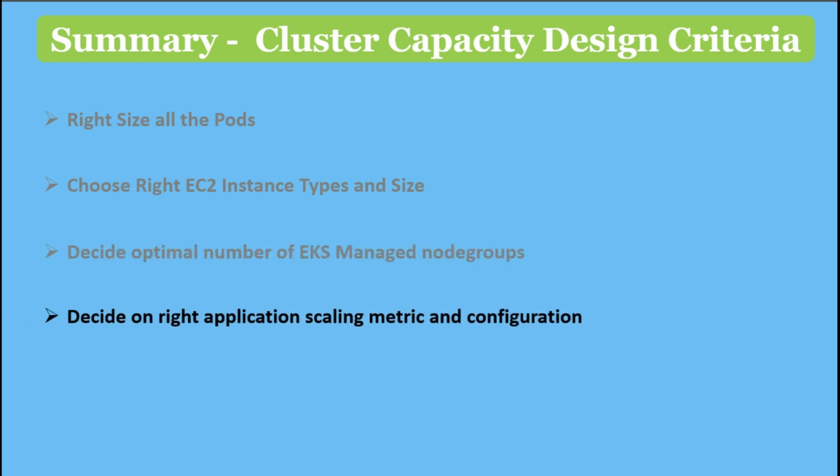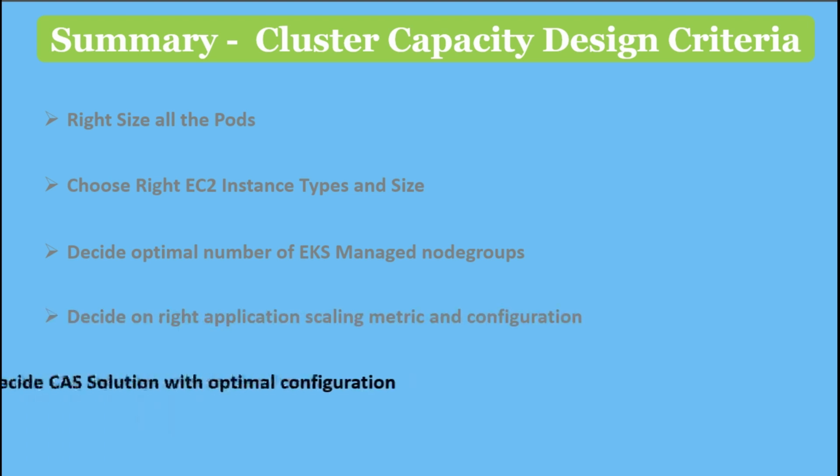Then we also need to decide the right scaling metrics based upon the nature of the application. If it's a batch processing application, probably we'll be leveraging some SQS queue or some event depth. Or if it's a load balancer based application, we can use standard metrics or the number of requests coming to the load balancer. Then we also need to decide on the cluster autoscaling solution to scale the number of nodes. It could be Karpenter or cluster autoscaler, with optimal configuration.